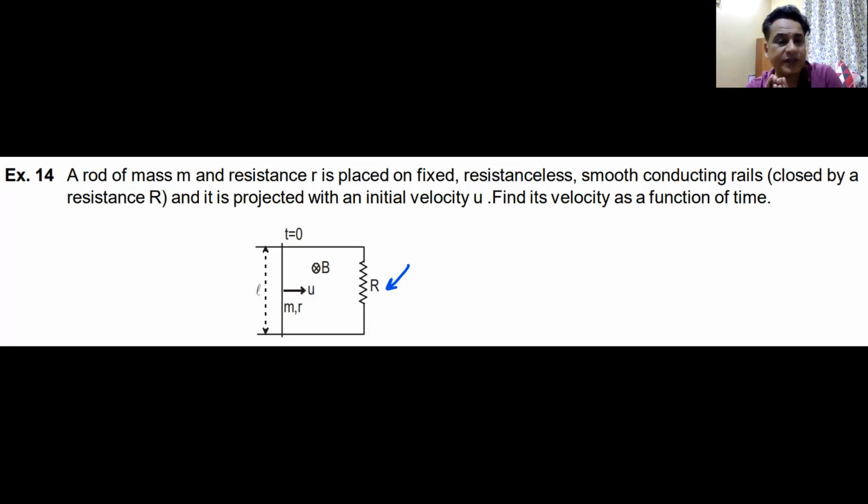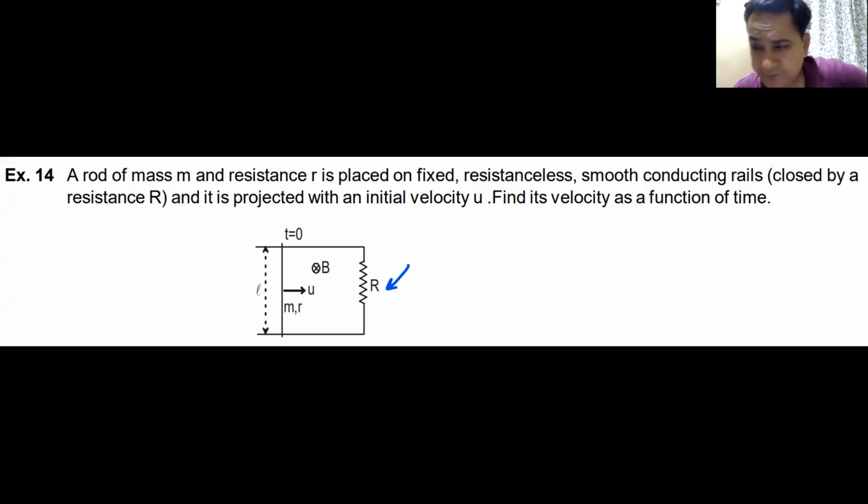Magnetic field is given as B. Initial velocity is U at time t equal to 0. Mass of the rod is M. Resistance of the rod is small r. For making the question similar, you can neglect this resistance small r and only take the bigger resistance capital R, or you can take capital R plus small r as Rx or something. Doesn't matter. That is not going to make much of a difference to the entire question. I'll give you 2 minutes to go through this and solve it. And I hope that you can do this.